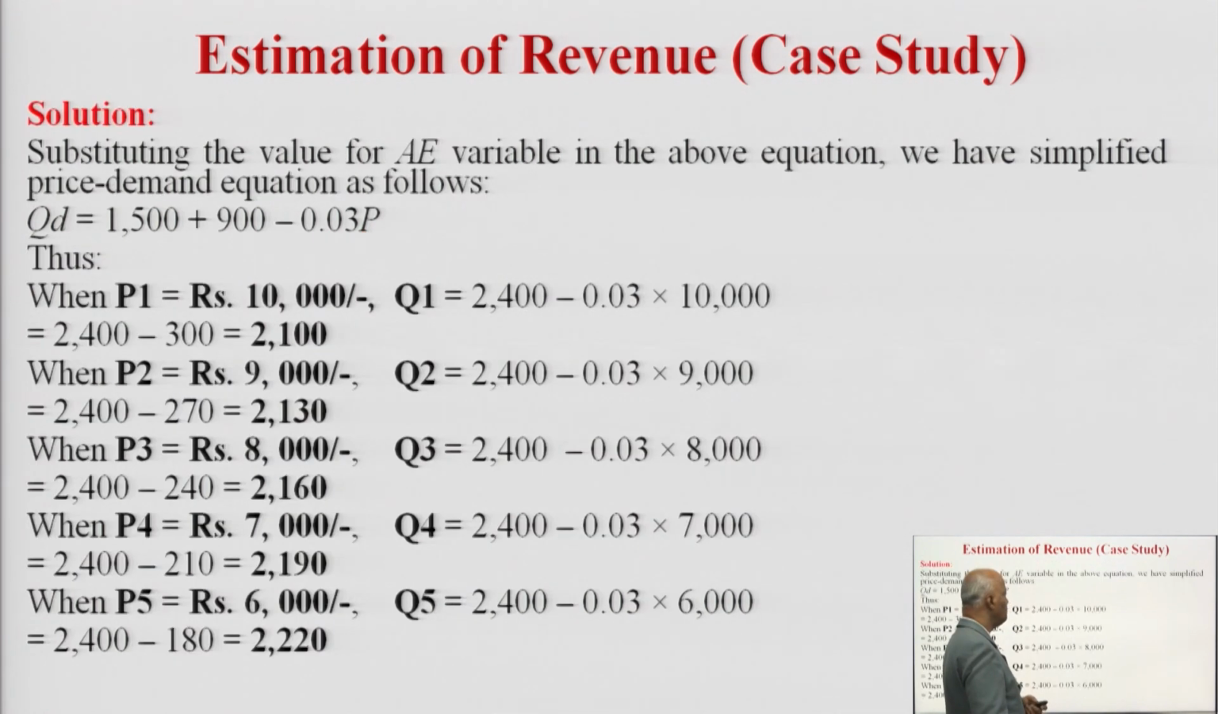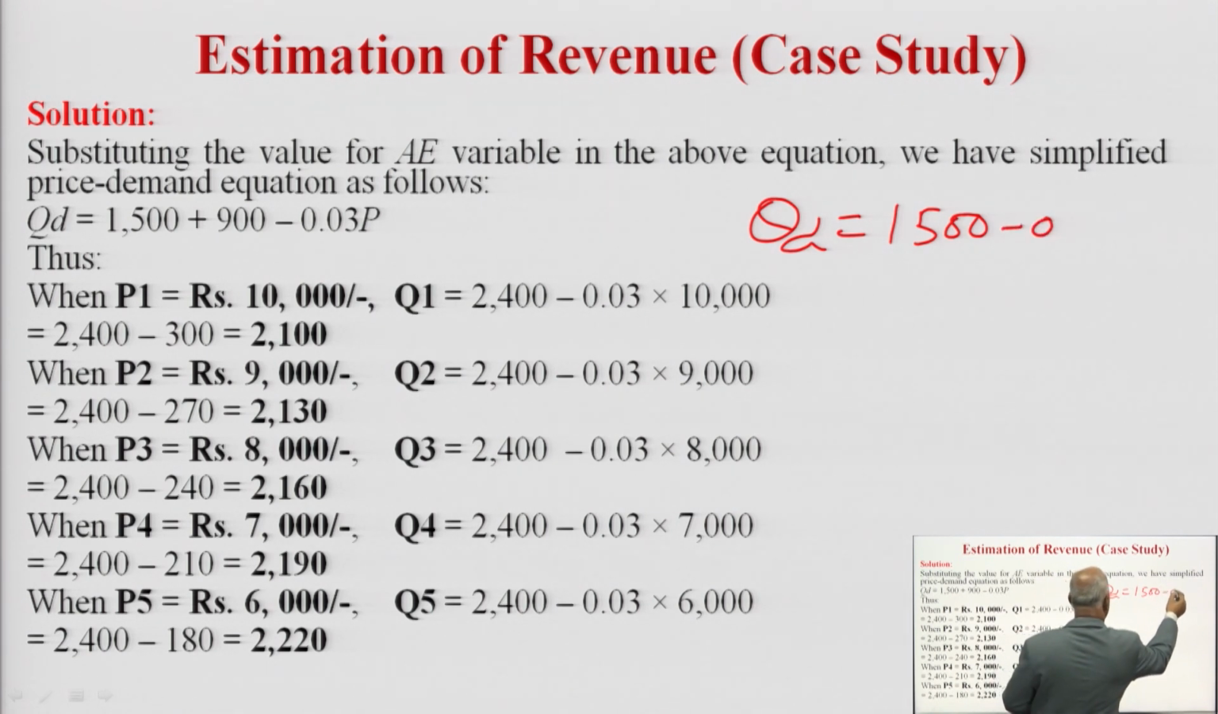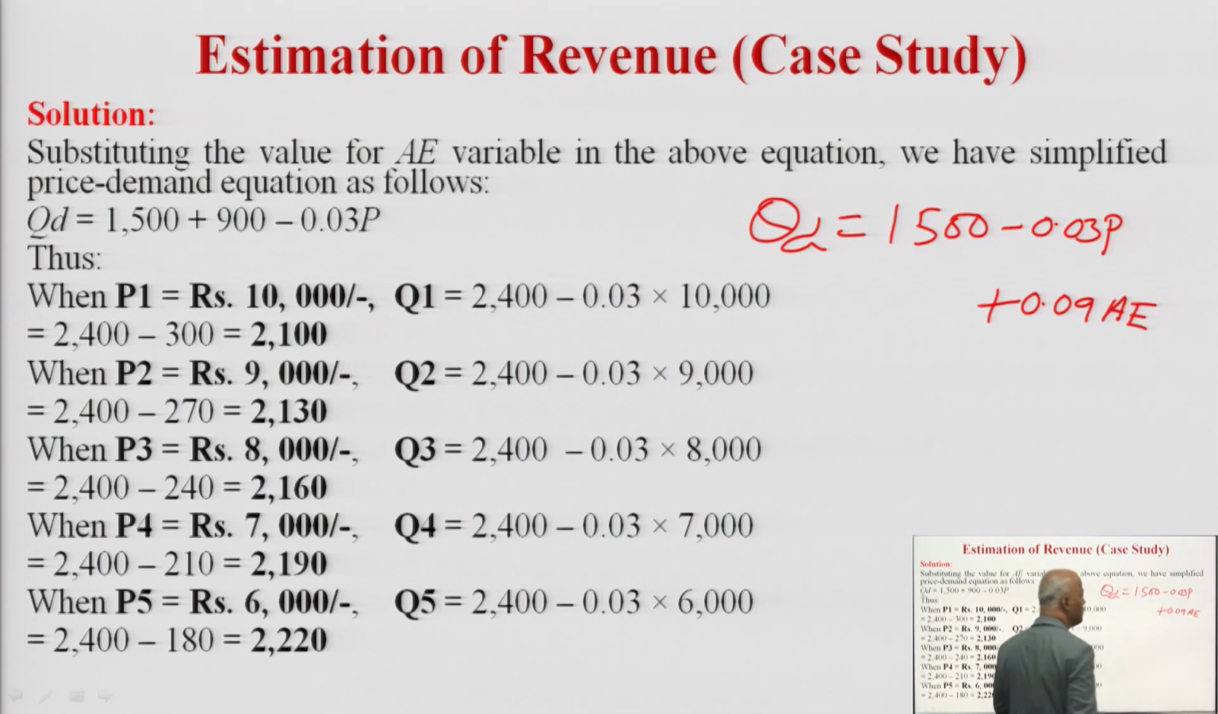Now, here is a solution. First of all, you need to find out, in the previous demand equation, what you used to get. Now, Q D is equal to 1,500 minus 0.03 P plus 0.09 AE. That was the demand equation given to us.